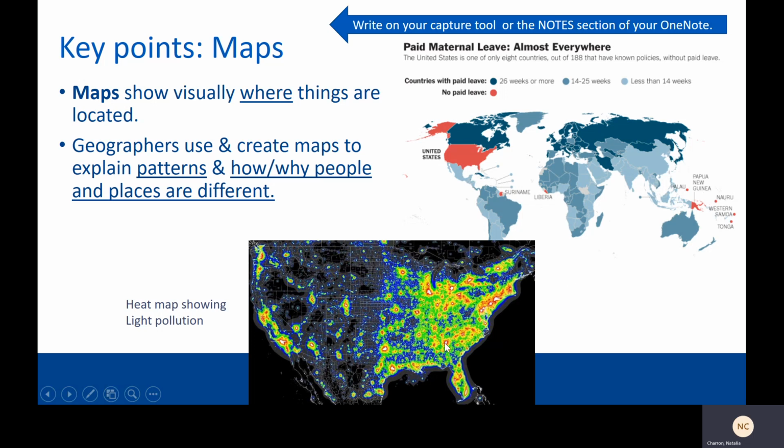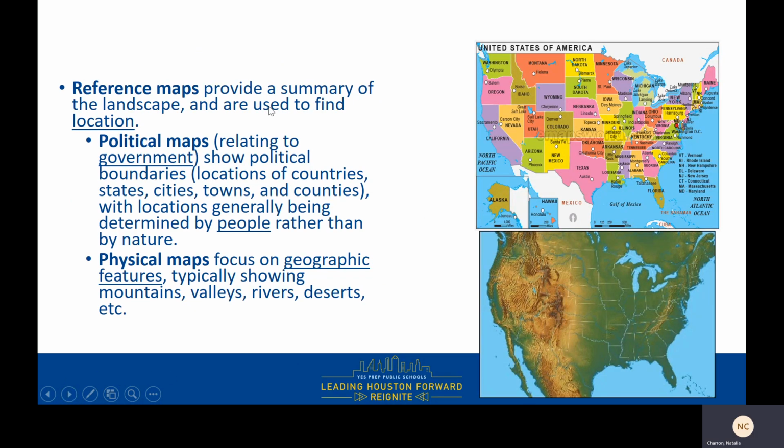Same with this light pollution map. It shows you the pattern of where there is light pollution, and from that pattern, you can make inferences about where big cities are and how people live in different parts of the United States. There are two major categories of maps, and we're going to be looking at both of them.